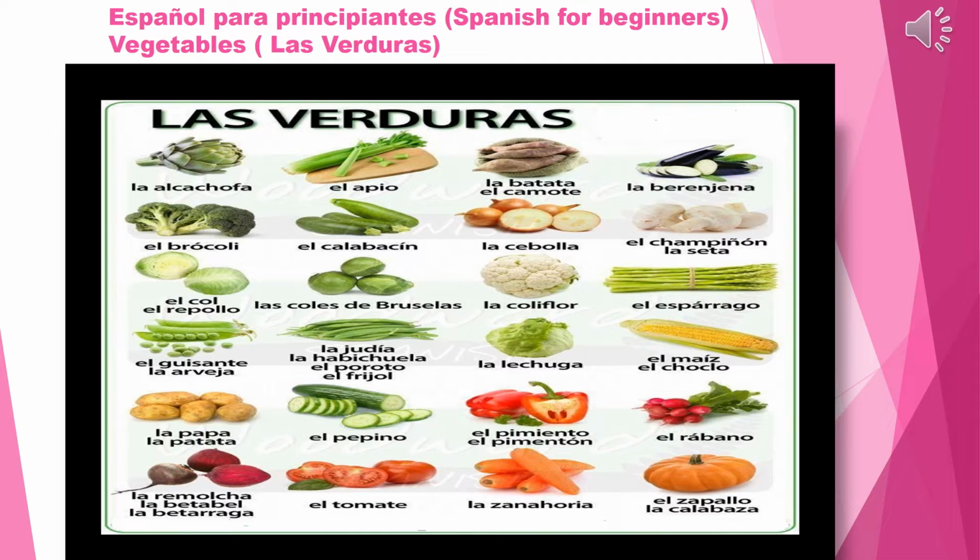So I've just come with another video, and this time we are going to name the vegetables. In Spanish, the vegetables is las verduras. Las verduras. That is how you say vegetables in Spanish. So without much further ado, I am going to start naming them, and then you can name them after me.